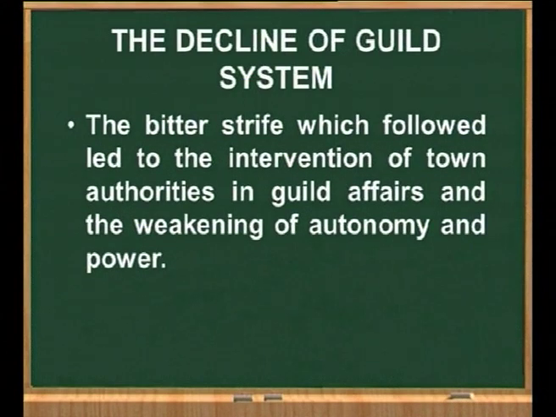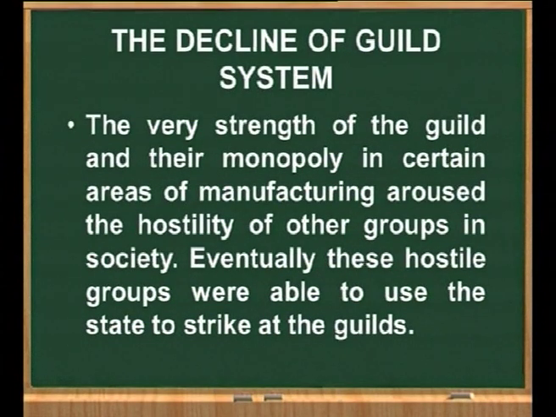The bitter strife which followed led to the intervention of town authorities in guild affairs and the weakening of autonomy and power. The very strength of the guilds and their monopoly in certain areas of manufacturing aroused the hostility of other groups in society. Eventually, these hostile groups were able to use the state to strike at the guilds.